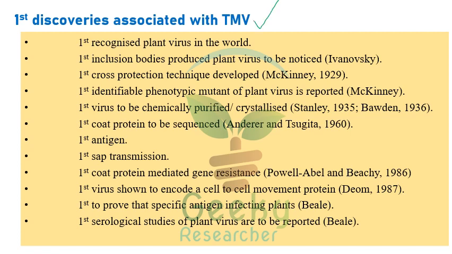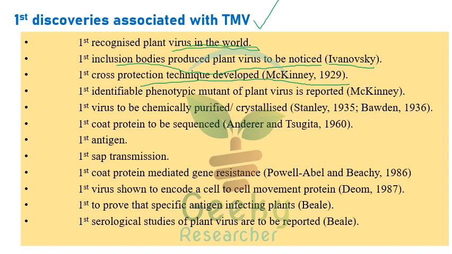The first recognized plant virus in the world is TMV. The first inclusion bodies produced by a plant virus to be noticed were also from TMV, reported by Ivanovsky. And the first cross protection technique was developed by McKinney in 1929 in TMV. We now study cross protection extensively in citrus tristeza virus, but it was actually developed for tobacco mosaic virus.